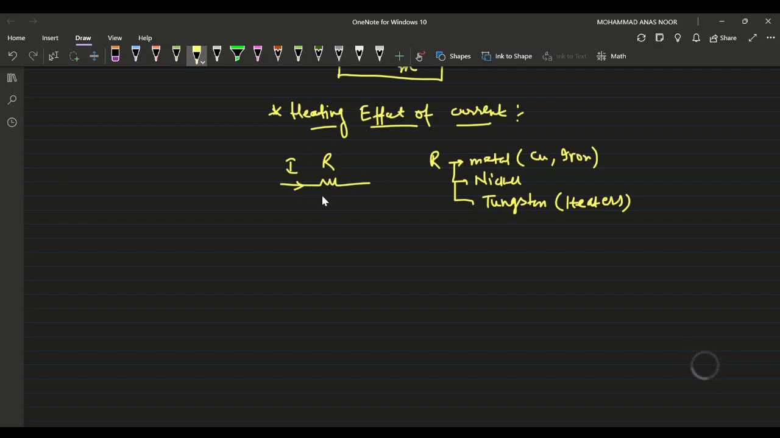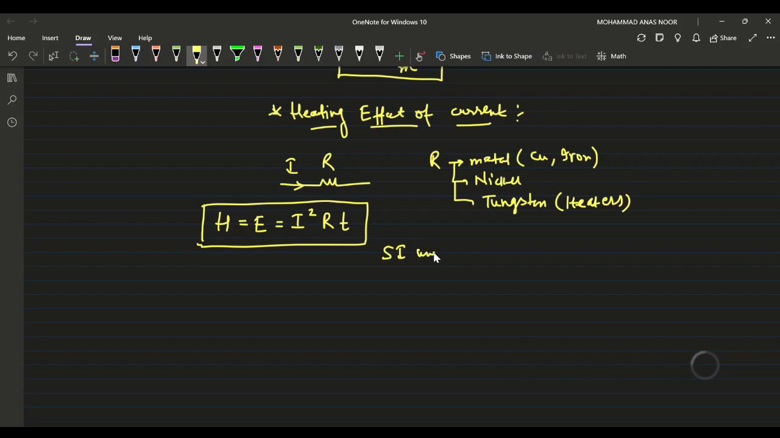When current passes through a resistance, heat is produced. The heat or the energy that will be consumed is equal to I square R into T, the time for which you want to find the consumed energy. This is the formula, and the SI unit is joules.